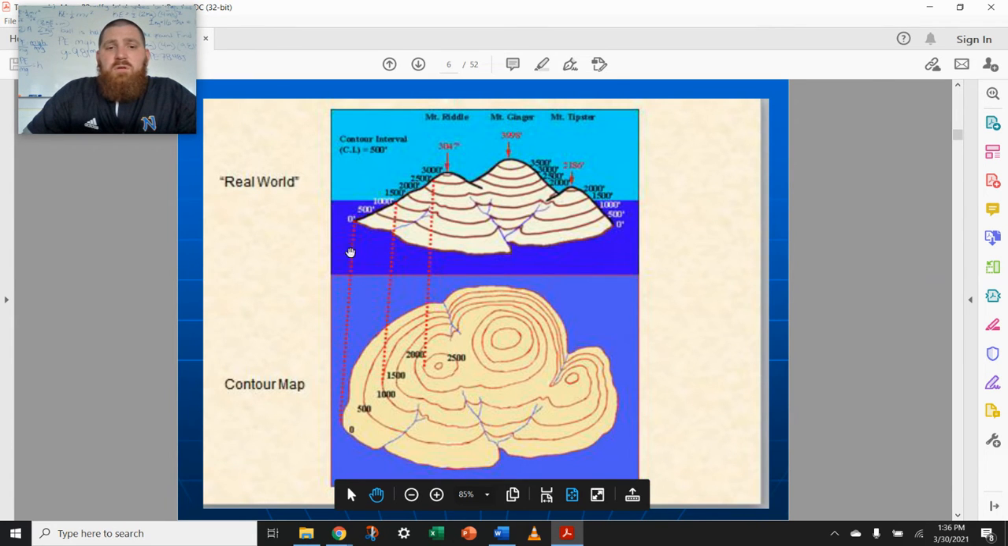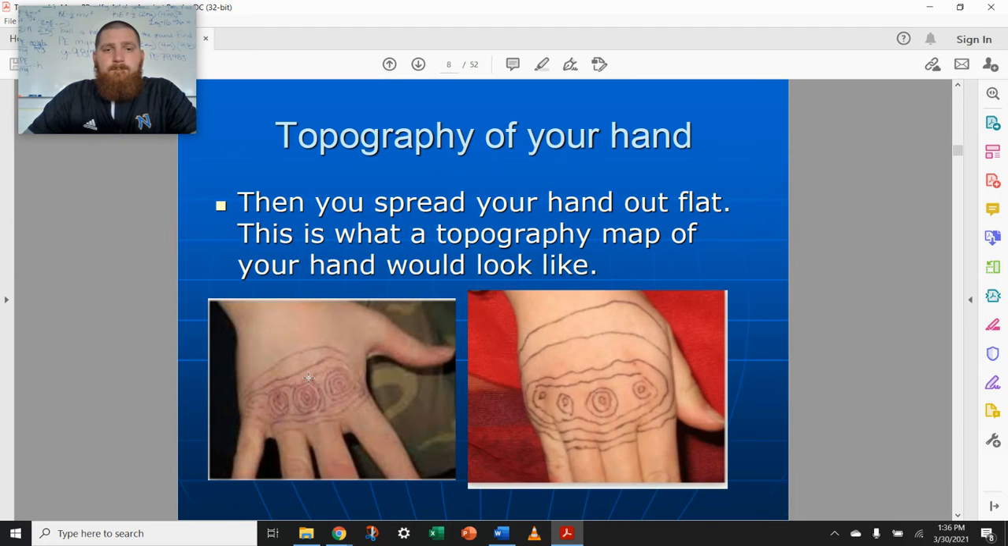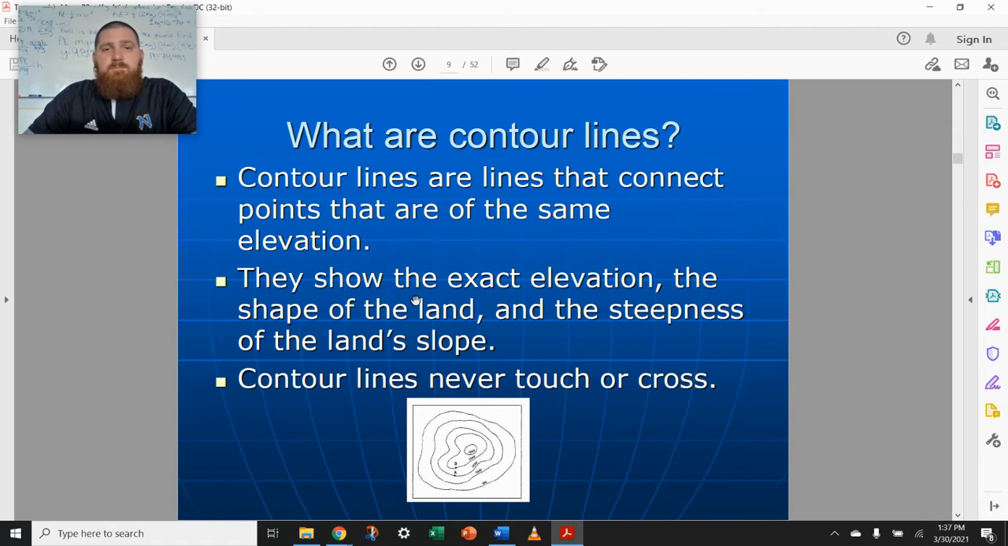And you can use it when you look at the side view or the real world view. You can line it up with the contour map, just like this. So each one of these, the 1,000-foot line lines up with the 1,000-foot line, and so on and so forth. You can do the same thing with your hand. Make a fist or flatten your hand out, and you'll see how those contour lines will change. All right. So flatten it out, and that'll be your contour map of your fist.